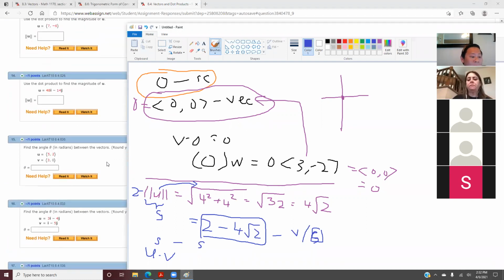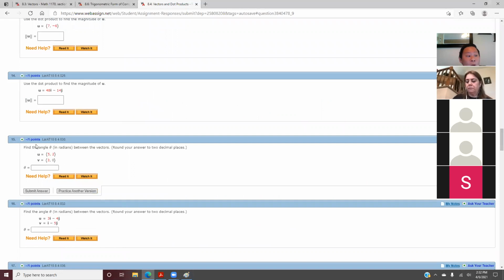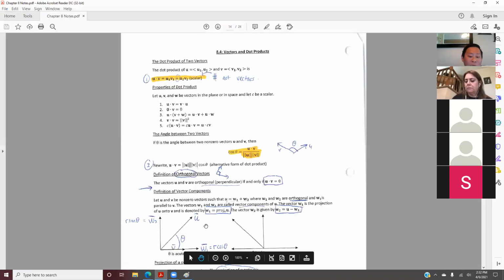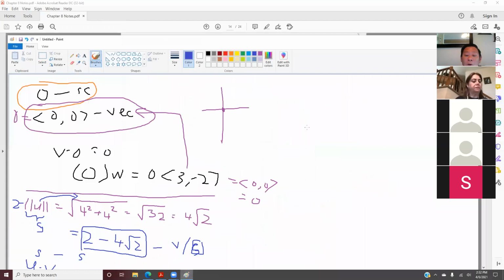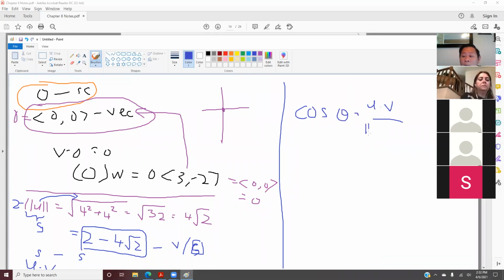Okay. Next is this. This question wants you to find the angle. So again, in order for us to find the angle, you have to use this formula. These two formulas I highlight in yellow mean that you need to know them for your next test, test 12 next week. So every time the question asks you to find an angle, you have to use cosine theta equals u dot v over the magnitude of u times the magnitude of v. This is the formula that I really want you guys to know.